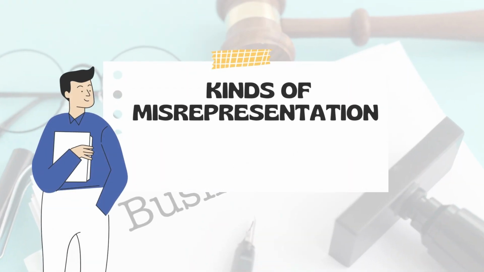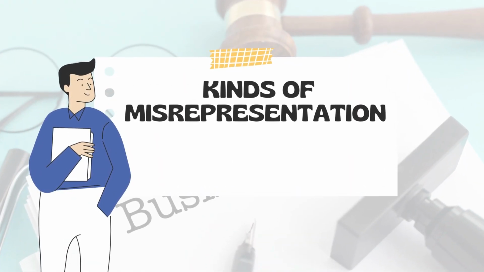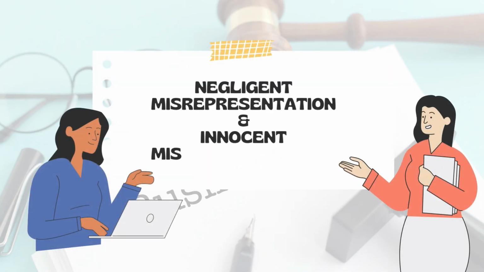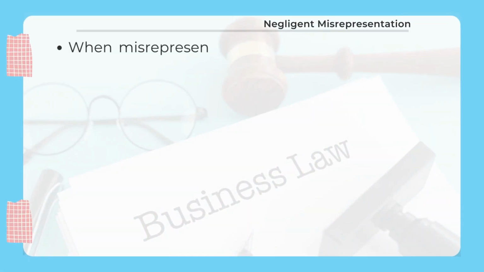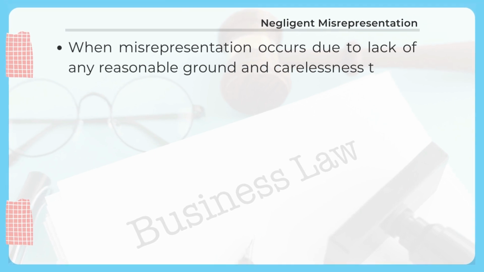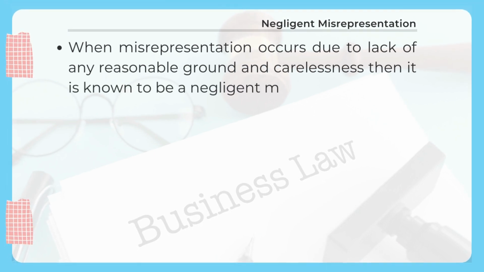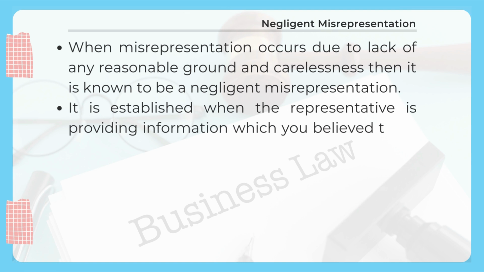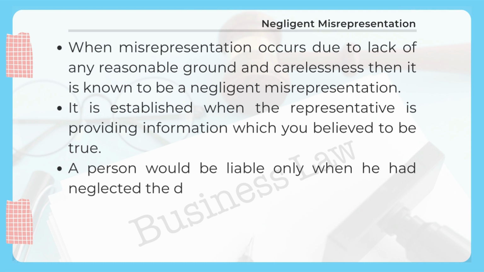What are the different kinds of misrepresentation? Let us understand that. One is negligent misrepresentation. Second is innocent misrepresentation. Negligent is when it is a misrepresentation due to lack of reasonable grounds or carelessness, where you are actually not knowing that fact. So negligent is when a representative is giving the information and you believe it as true.